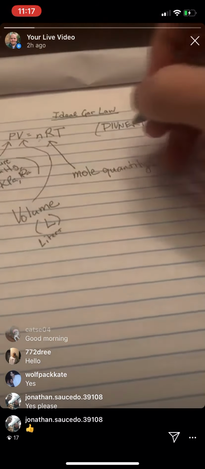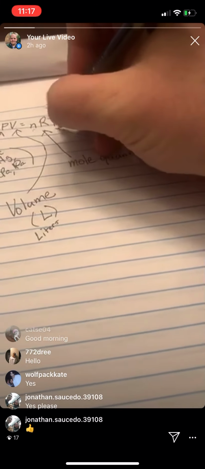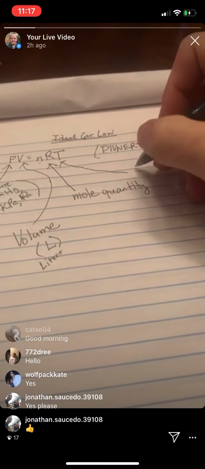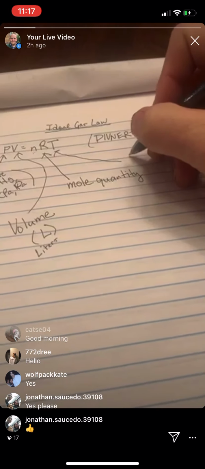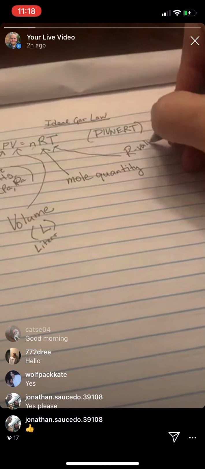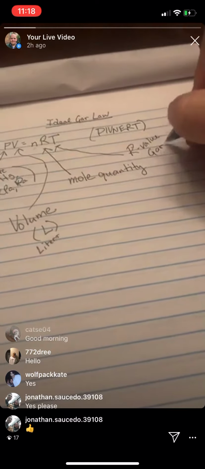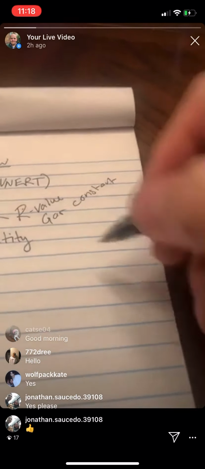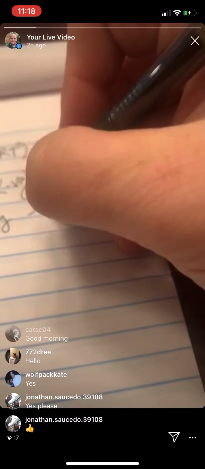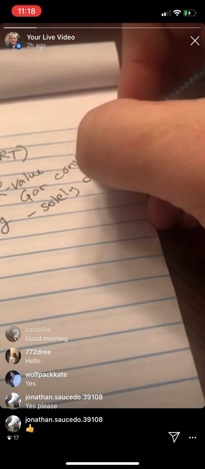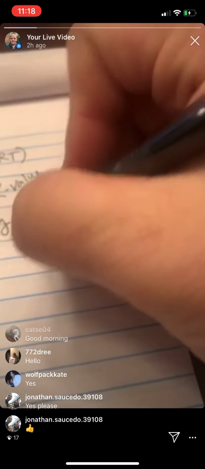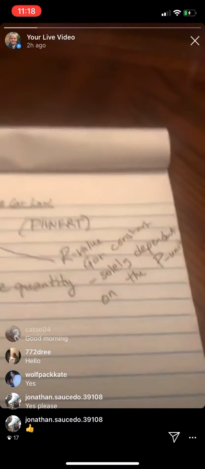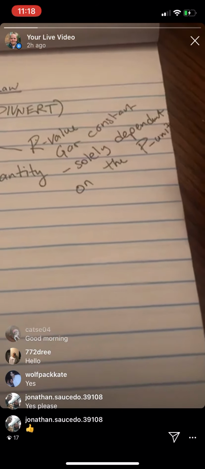Okay, the R value, and I'm gonna rewrite this part. This looks bad, but. The R value is called the ideal gas constant, or the gas constant. We'll just call it R value. It's a gas constant. Okay? And the gas constant is solely dependent on the P unit. So like a rapper or a gang. The P units. Yes, I know you're laughing. It's funny.